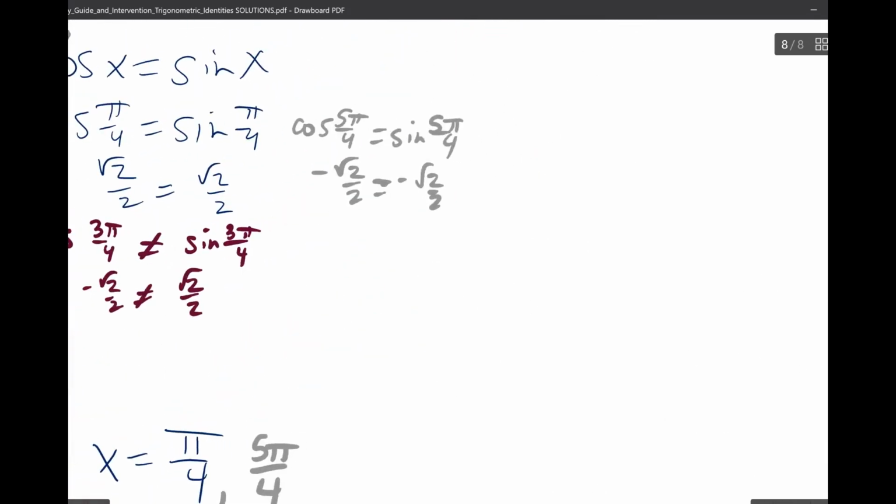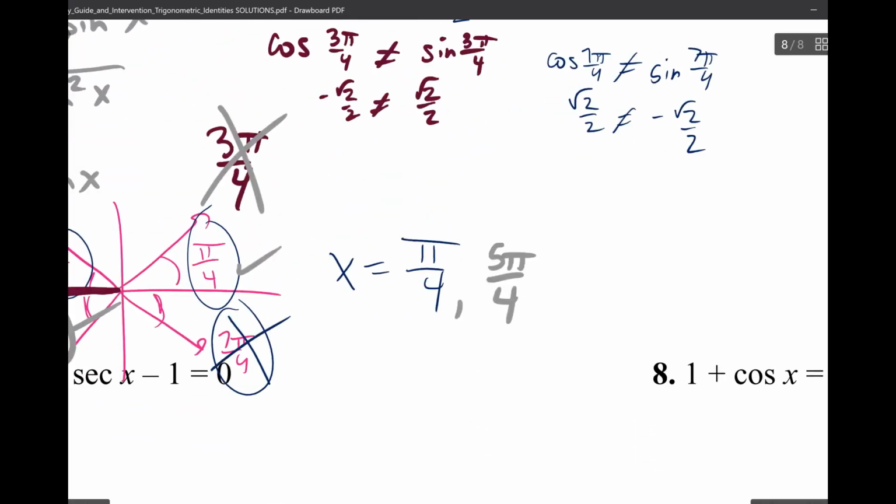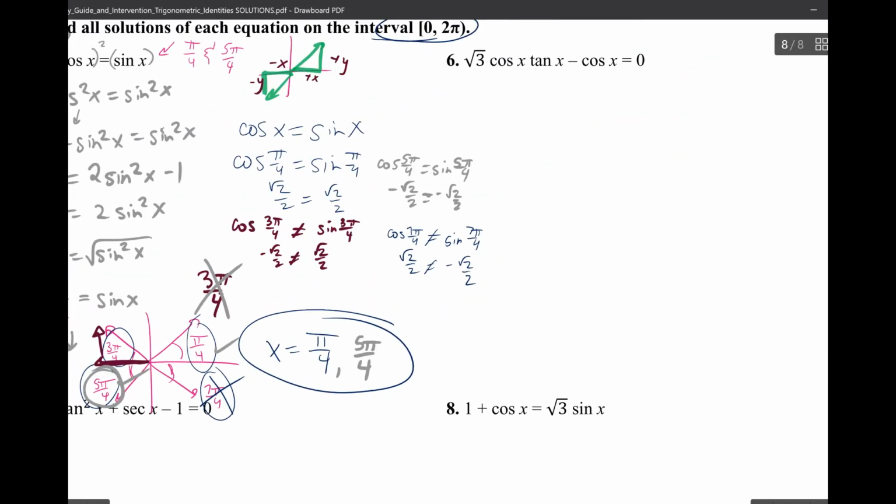Alright, so cosine 7 pi over 4 is not going to equal sine of 7 pi over 4 because, let's see, positive square root 2 over 2 is not equal to negative square root 2 over 2. It's like saying positive 1 is the same thing as negative 1. It's not going to work. So this guy is not a solution. These are only 2, and from the start, that's what we thought they would actually equal.